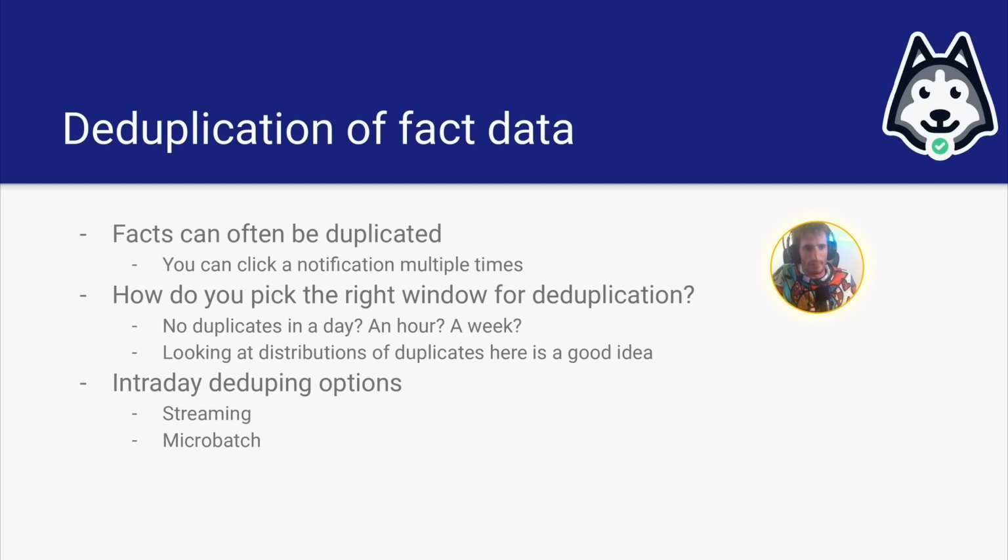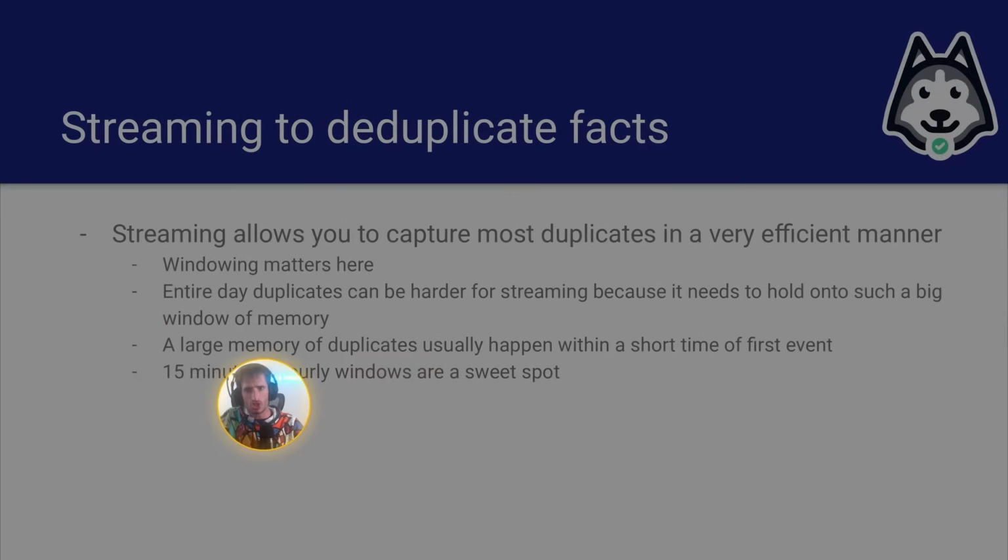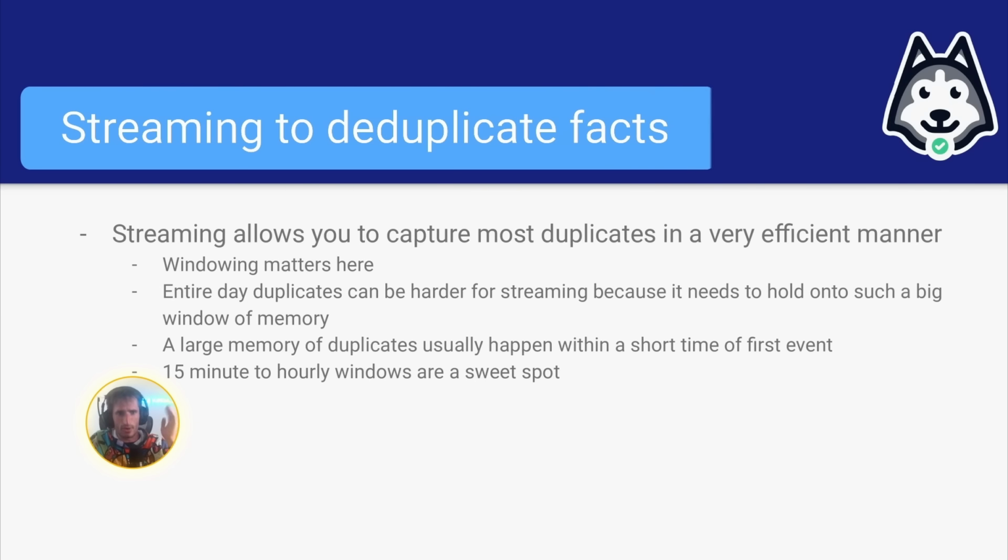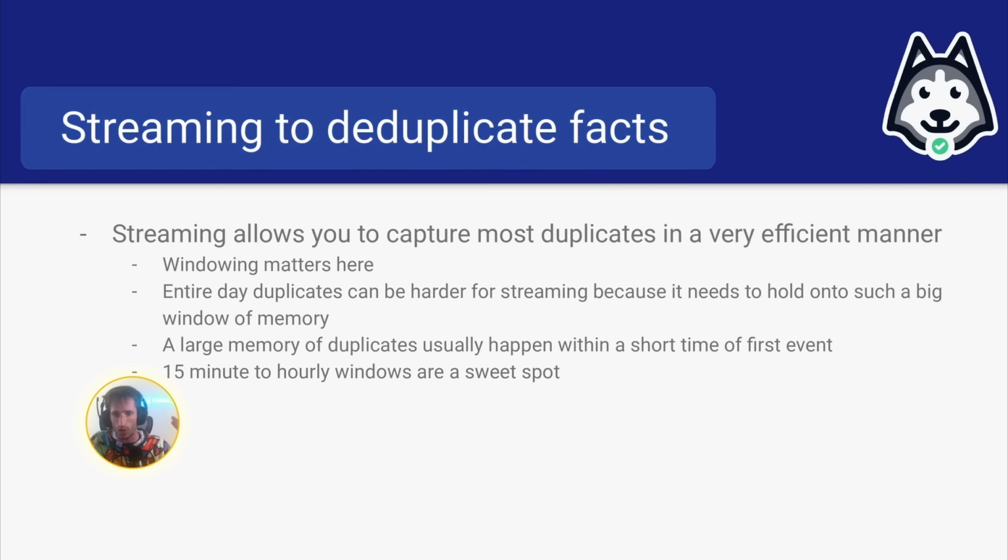Microbatch might be on an hourly basis, and streaming obviously is going to be on an even lower basis than that. We're going to go a little bit more into details on how I actually deduplicated this very large volume of data. Streaming allows you to capture the most duplicates in a very efficient manner because you can essentially capture the duplicates on whatever window you want.